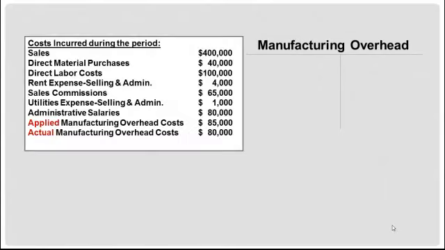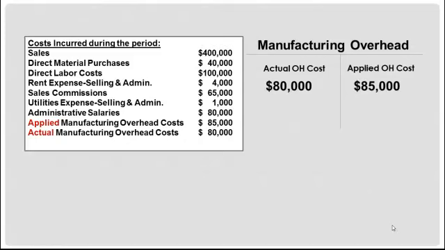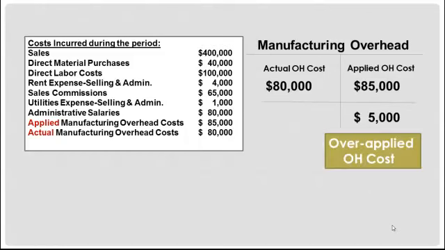So off to the side, you'll want to maybe prepare a T account for manufacturing overhead and recall what we were told. Applied overhead, $85,000. Actual overhead, $80,000. Actual overhead costs go on the debit side, and applied overhead costs go on the credit side. We actually incurred $80,000 of overhead cost. We assigned $85,000 to inventory. This means we have a $5,000 credit balance. We have over applied overhead cost.